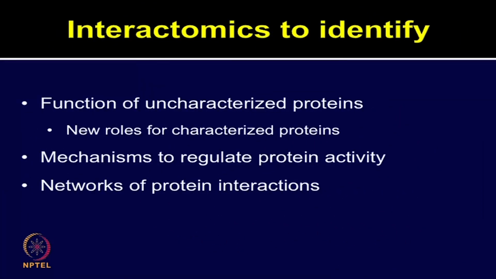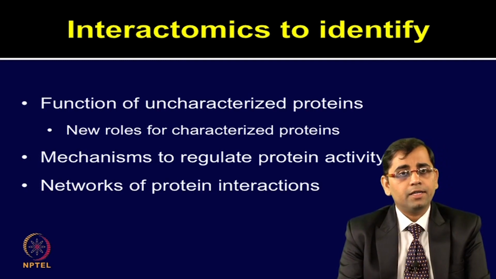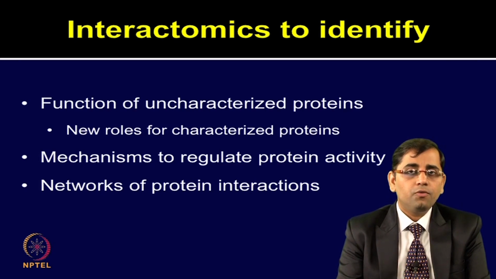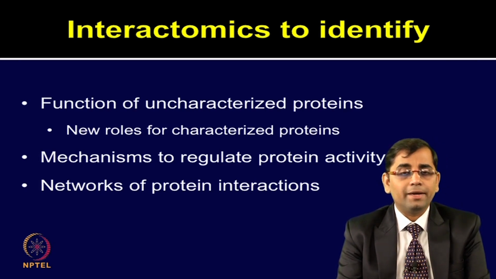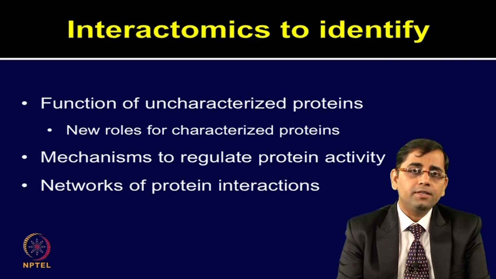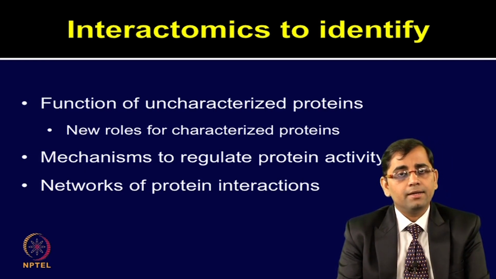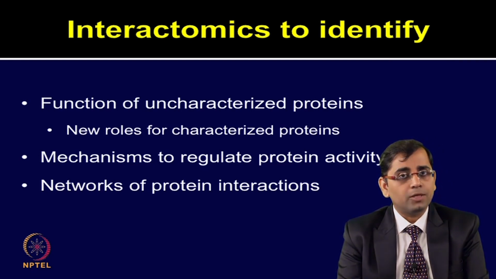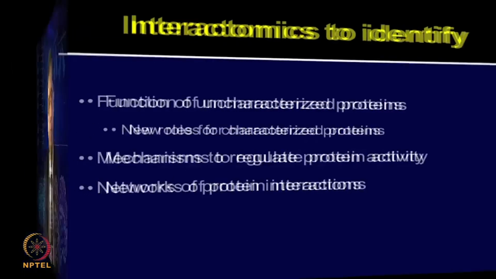Interactomics aims to identify the function of uncharacterized proteins so that one can assign new roles to various proteins. The mechanism to regulate protein activity can also be understood by studying the interactions. The network of protein interactions provides valuable information for crucial life processes like signal transduction and biochemical pathways in which they are involved. The physical and chemical nature of these interactions are varied.